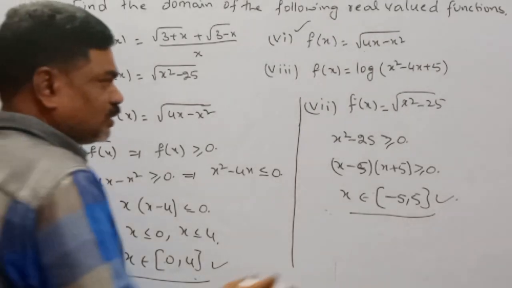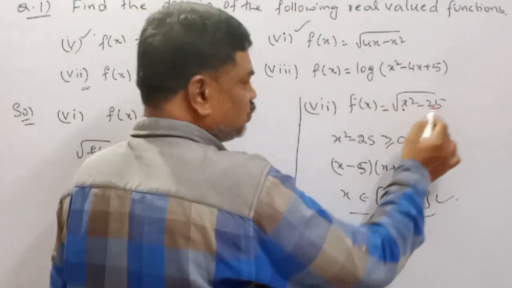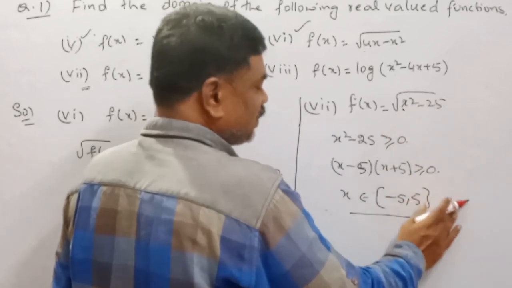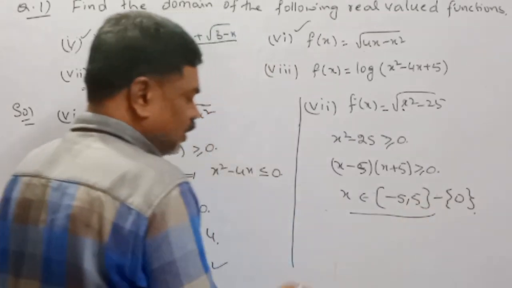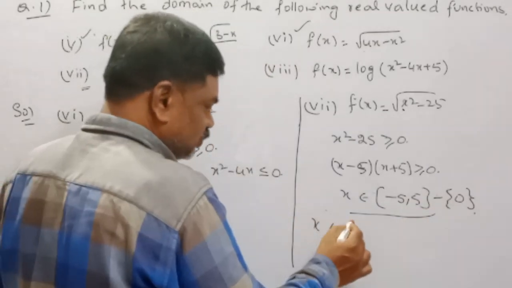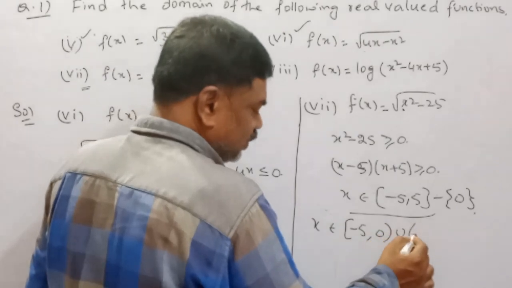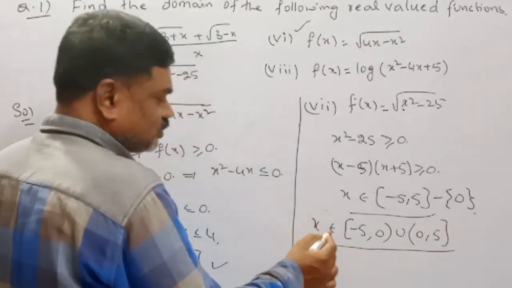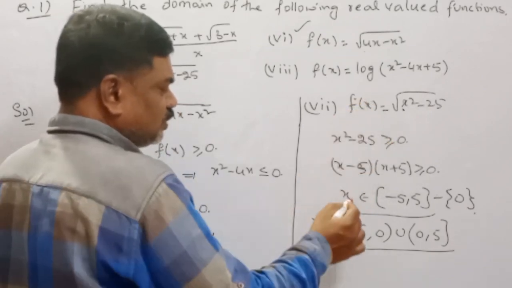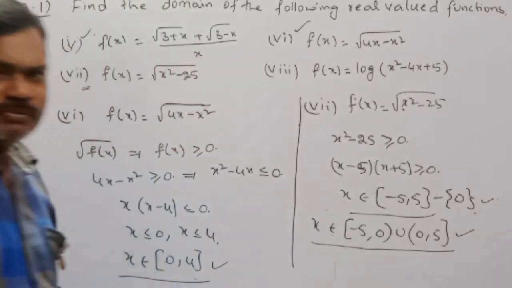If x is equal to 0, this is root of minus 25. Root of minus 25 is an imaginary number. That's why you take excluding 0. Or x belongs to closed interval minus 5 to 0 open interval union 0 to 5 closed interval. This is also the domain of this function. Okay, all of you.